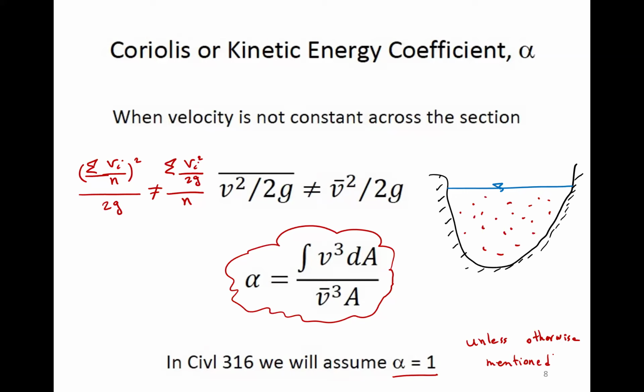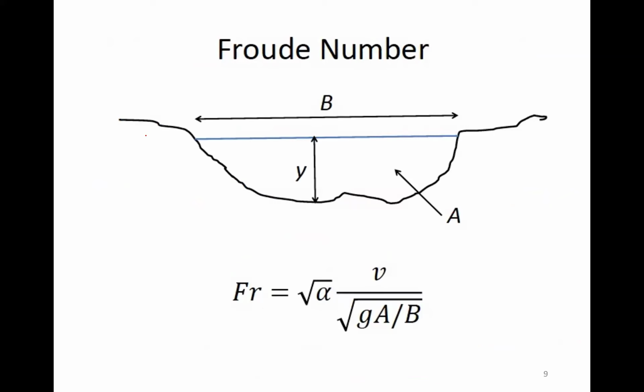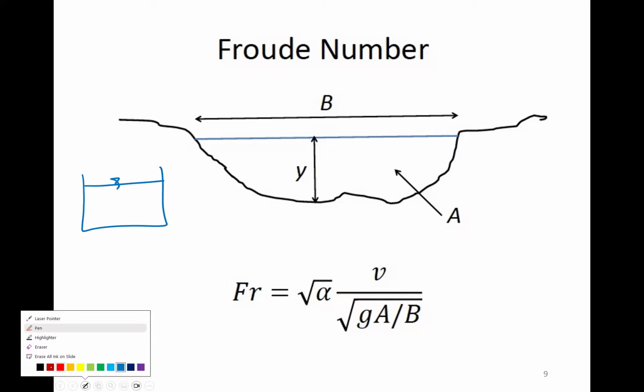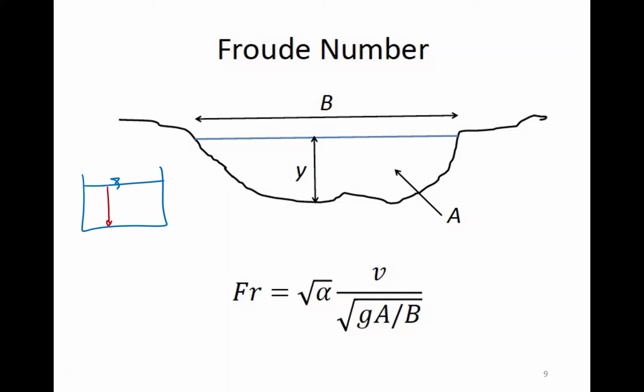Okay, so that was our energy equation. We just added alpha to the velocity term. How about other parameters like depth? We're going to sketch a tiny rectangular channel here. Just a reminder. If we have a depth of y in a rectangular channel, the Froude number, Fr, was simply velocity divided by square root of gy.